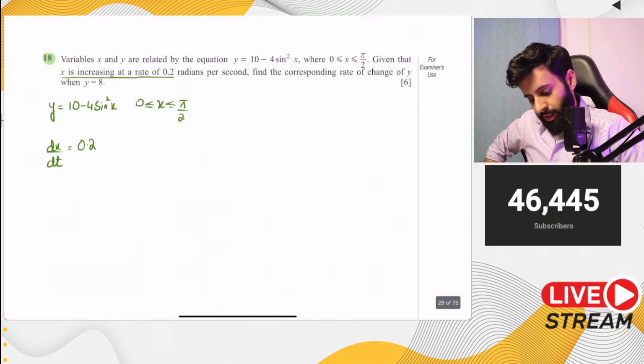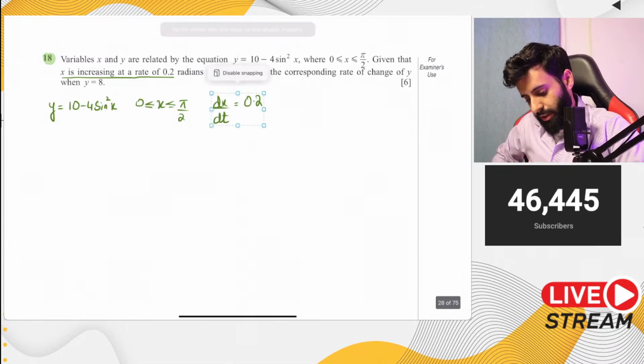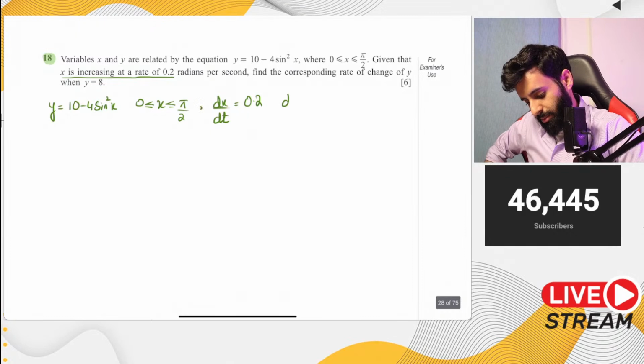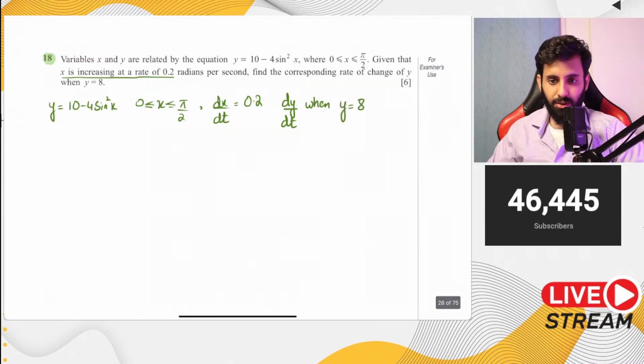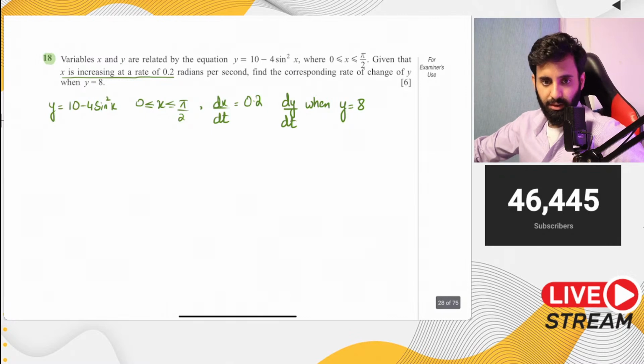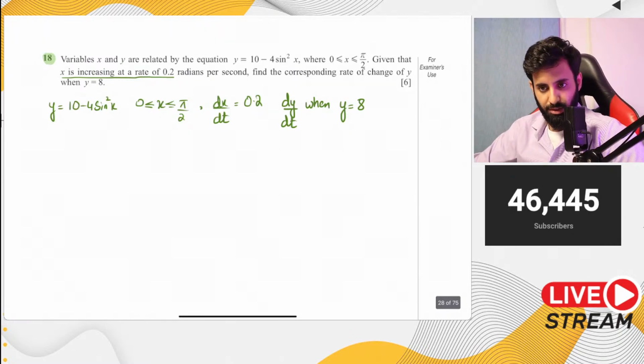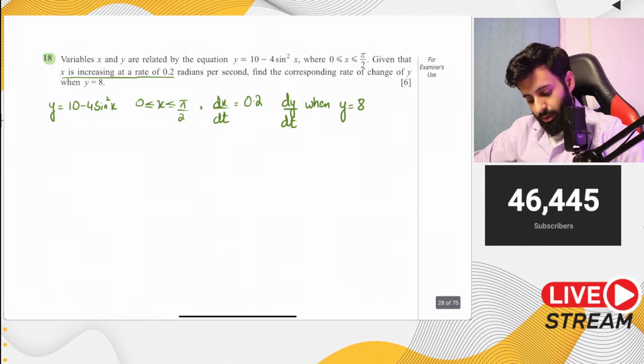Now the question is asking us to find what? The question is asking us to find the rate of change of y, so that means we need to find dy upon dt. And when do we want it? We want it when y is equal to 8. So all I've done so far is take the question and extract the important information. So first step is let's make a chain rule for dy by dt.